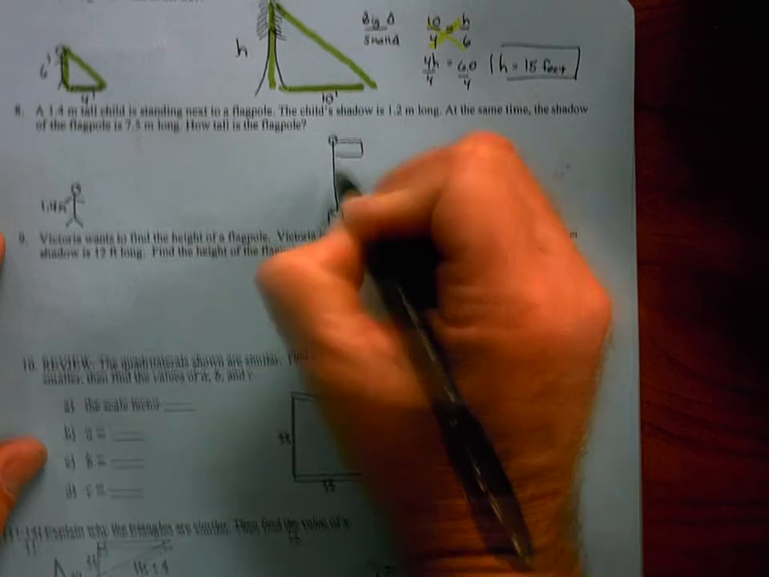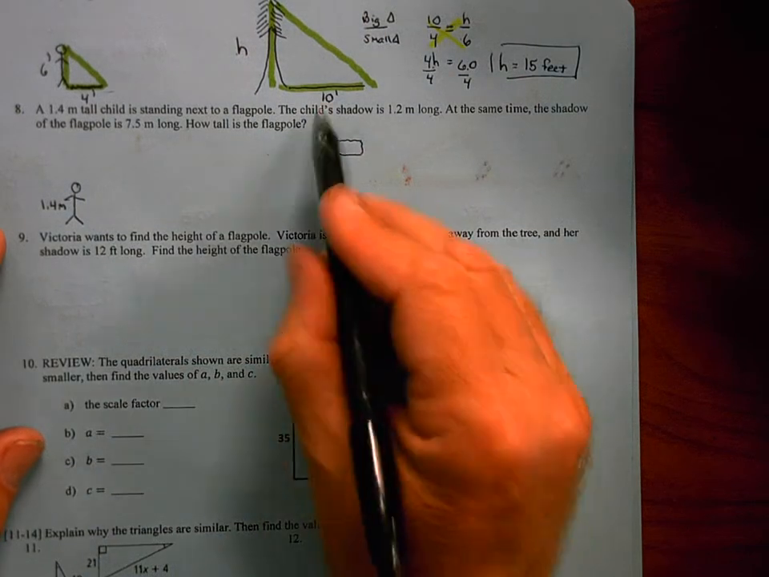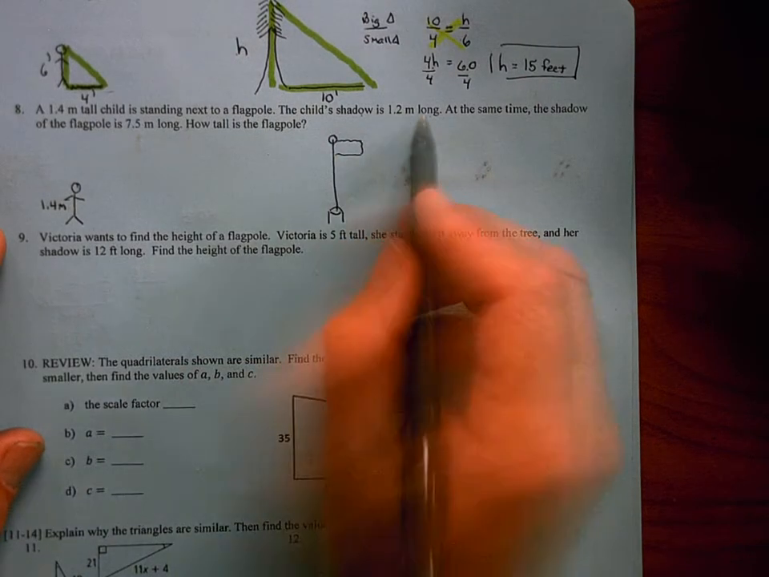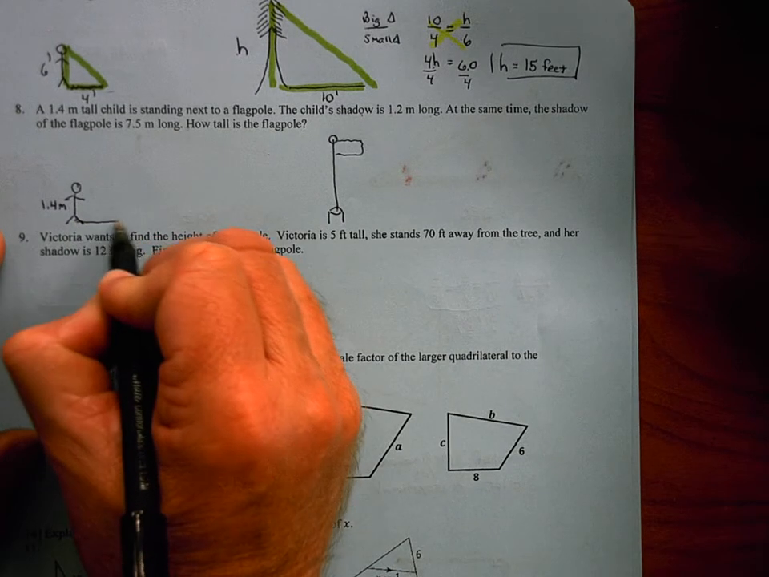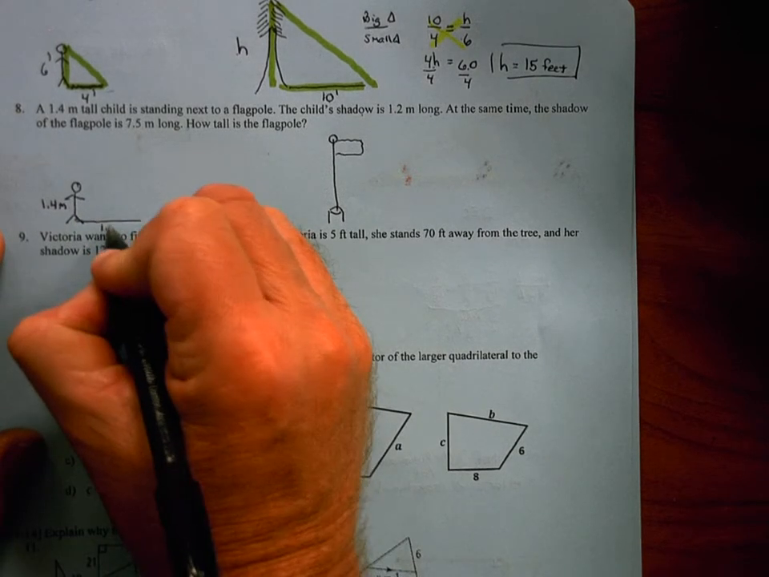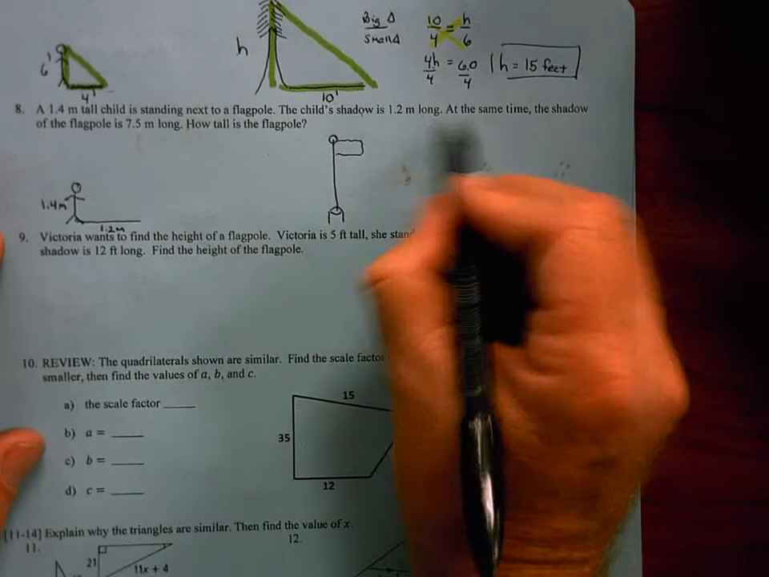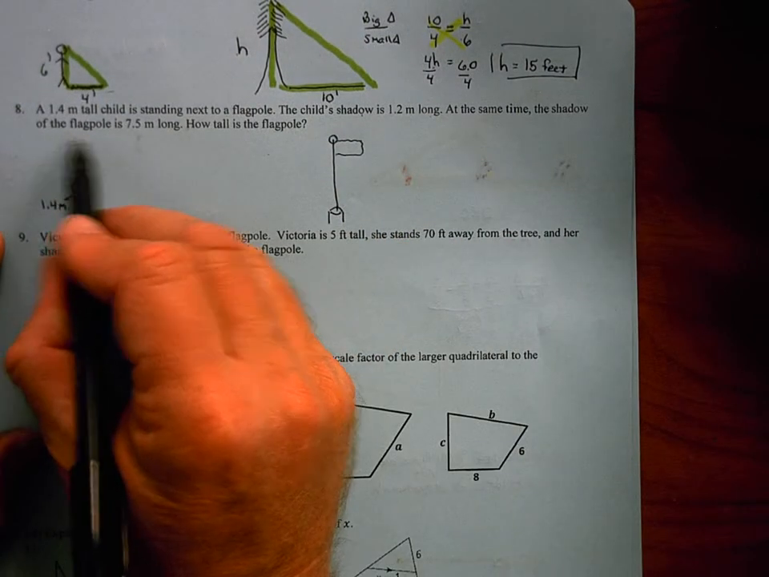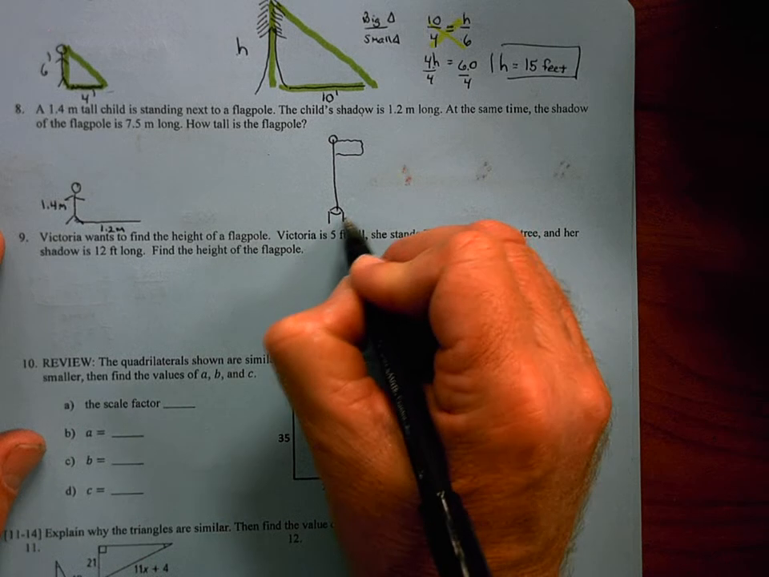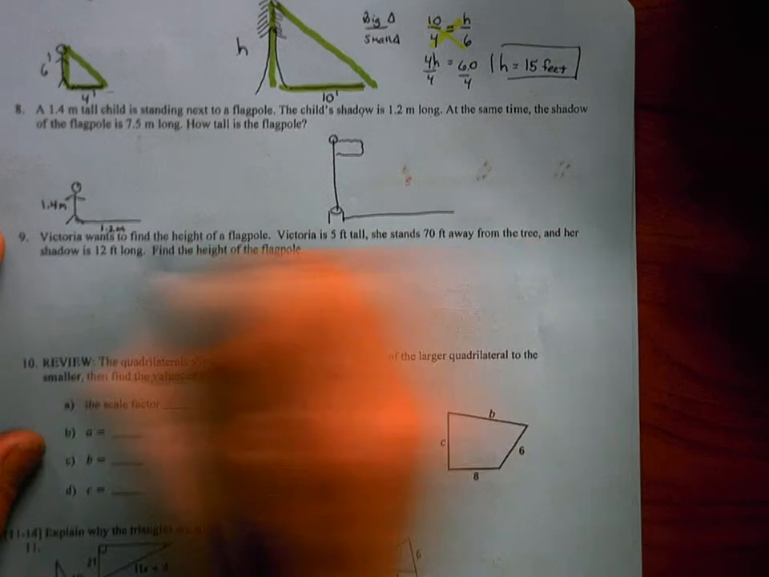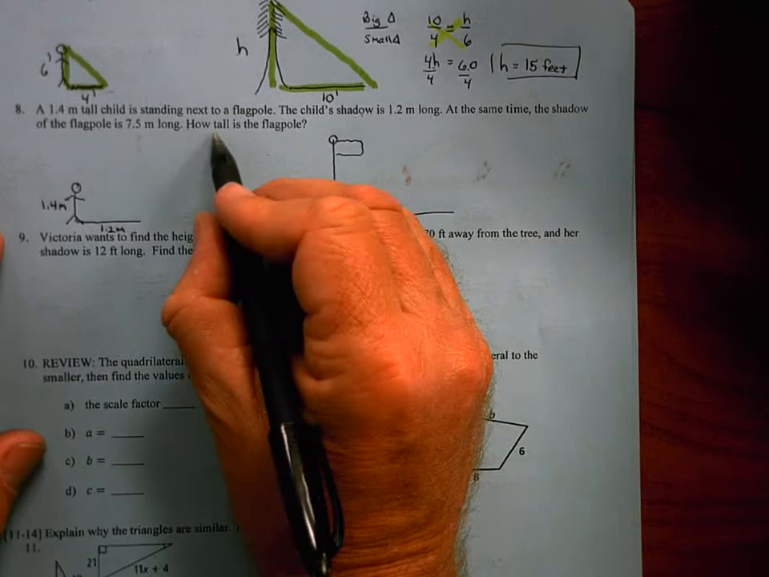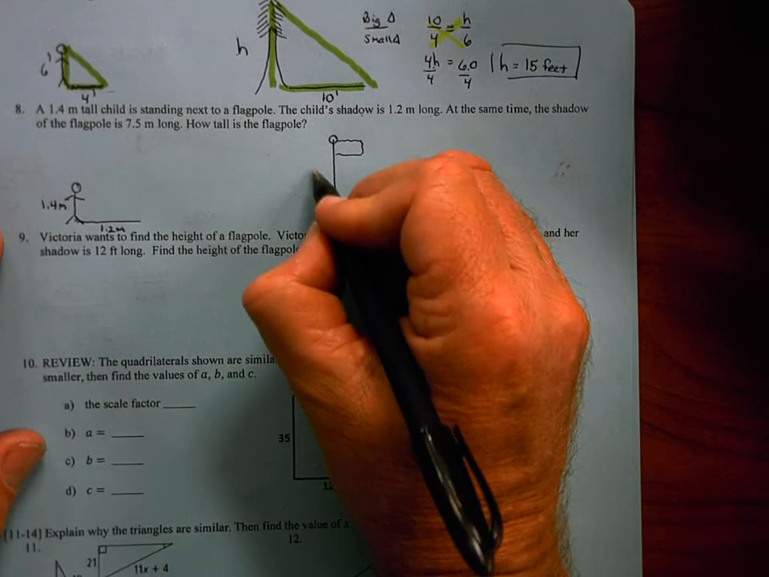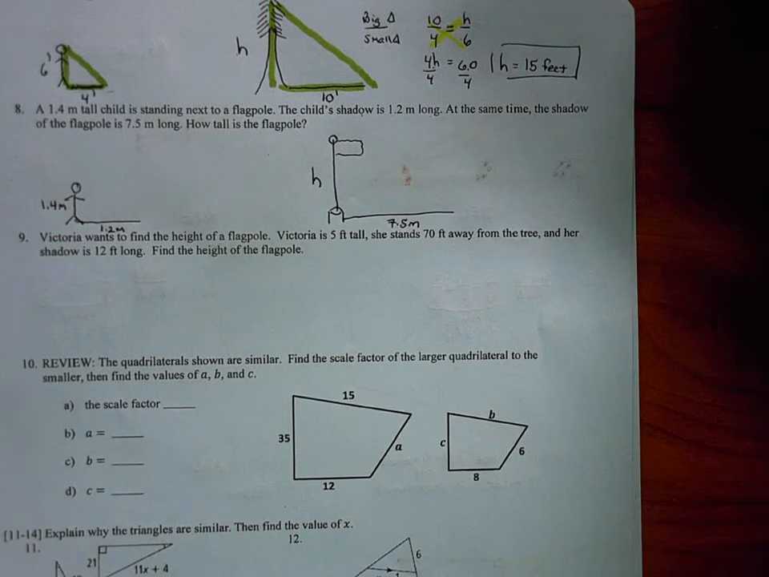Okay. The child's shadow is 1.2 meters long. So remember, the shadow always extends from the person along the ground. So that's 1.2 meters long. At the same time, the shadow of the flagpole is 7.5 meters long. The shadow will run the same direction as the previous shadow. How tall is the flagpole? So h, trying to figure out the height of the flagpole.